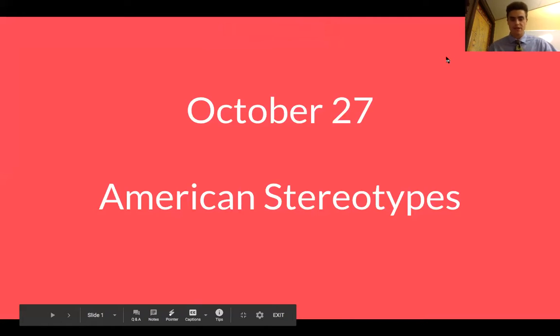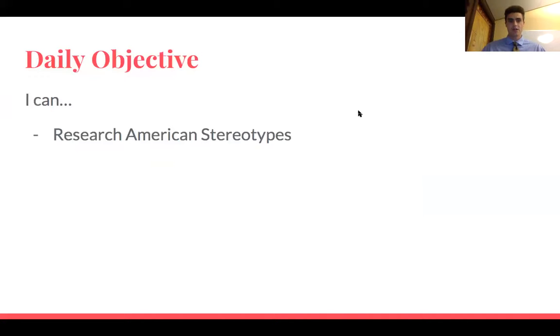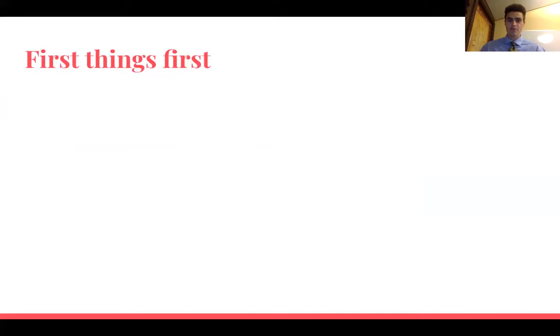Today, we're going to be focusing on American stereotypes. Remember, this unit, stereotypes are going to be something that we look at. We're going to look at which ones of them can be true, somewhat true, or even if they are somewhat true, how they can be very harmful to the people that these stereotypes are about. So we're going to go about learning about that with America today. So our daily objective is I can research American stereotypes.